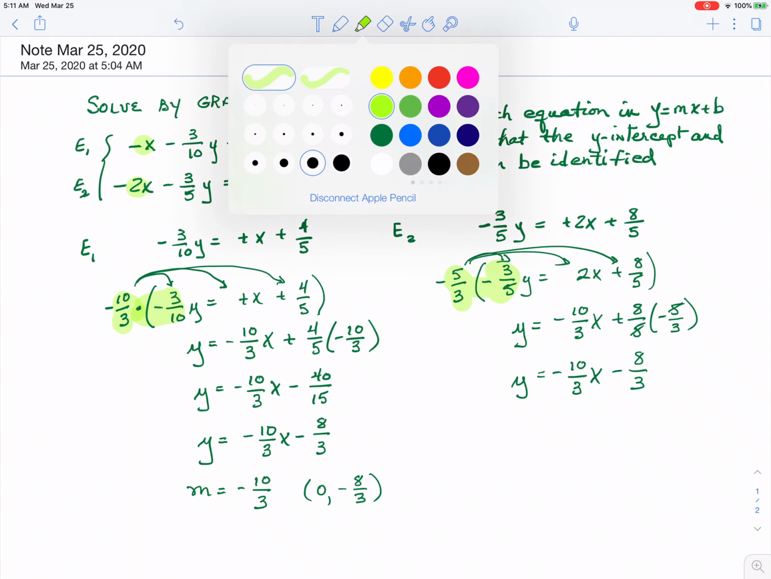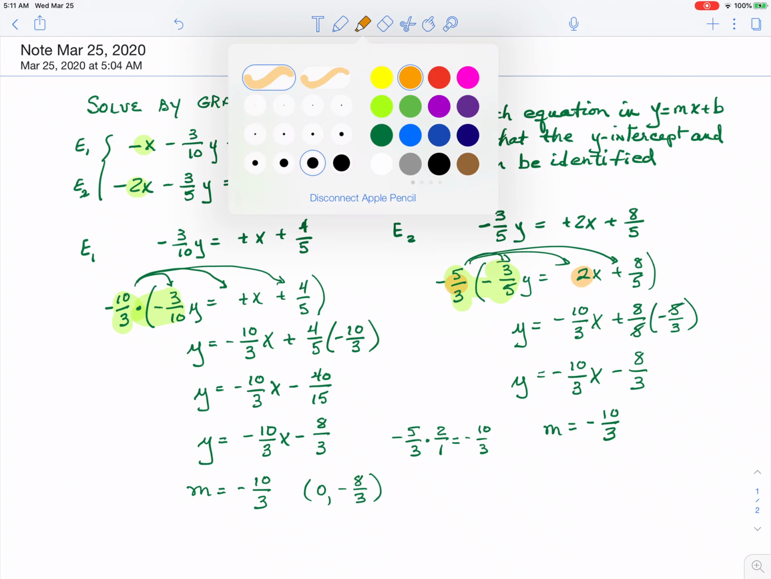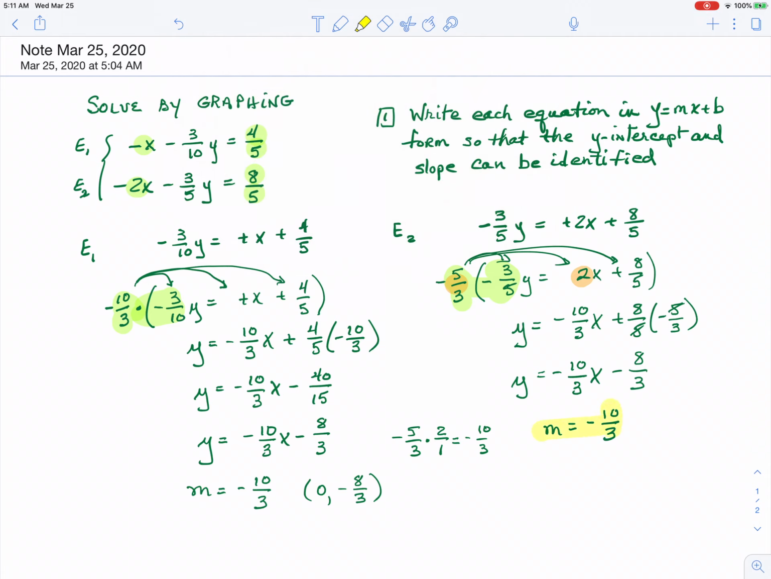When I multiplied the 2 by the -5/3, let me squeeze it in right here. Whoops, sorry. That's where I got the -10/3 right there. So I'm noticing something really unusual here. Notice that the slope on this line is also -10/3. Here, I'll show you this. This slope is -10/3. This slope is -10/3. So maybe they're parallel lines because they have the same slope.